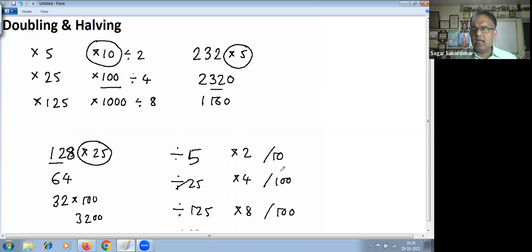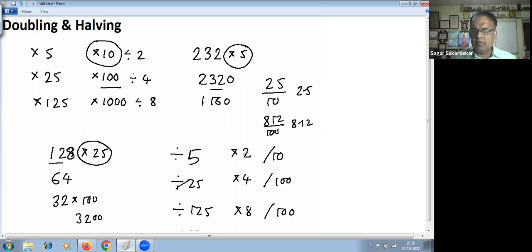So dividing by 10, 100, 1000, you should note that it is very easy. Say 25 divided by 10 means you just place the decimal, 2.5. Whatever the number of zeros, that many places you start from the right and place the decimal. So 812 divided by 100 will be two zeros, so 8.12. Anybody has doubt?